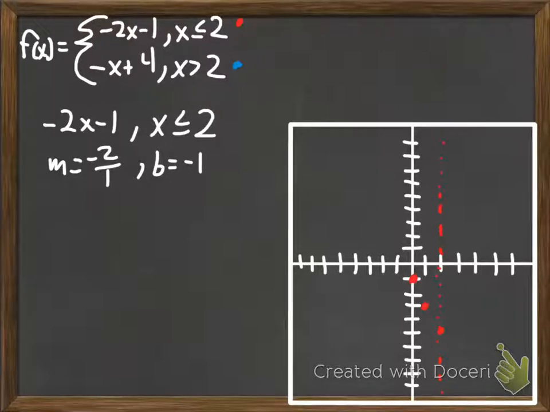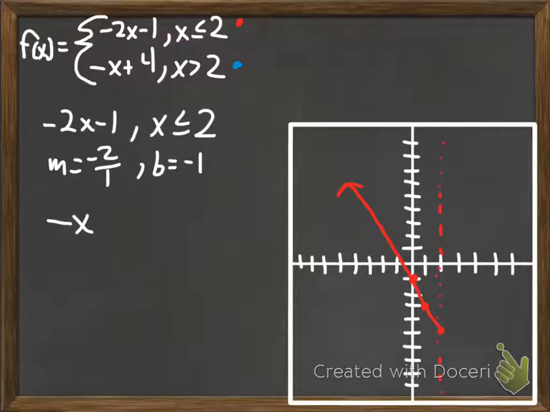It's a closed dot because it's a less than or equal to. And we're going to draw our line, and we're only going to draw it that way. We may need to make some changes to our line depending on the other part of our piecewise function. So let's look at the other part.